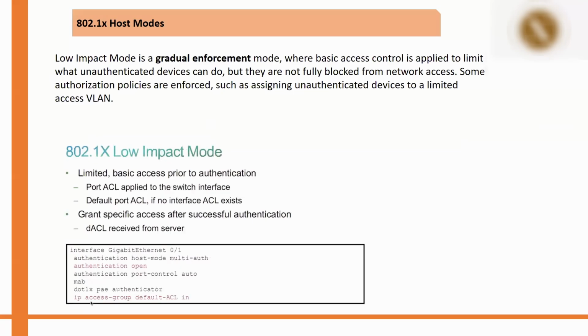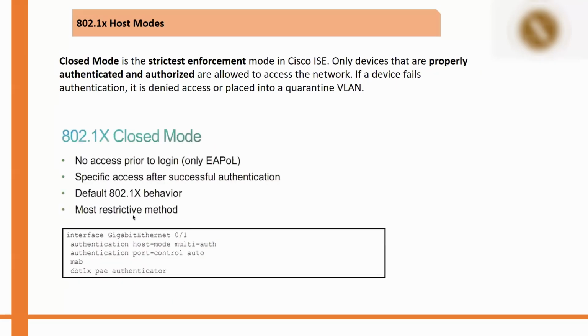Then low impact mode: limited basic access prior to authentication. A port ACL is applied to the switch default port. Suppose authentication fails in the second stage, then you give limited access. In the first step, you're giving full access even if the authentication is failing. Next, once you start into low impact mode, you're giving basic access prior to authentication.